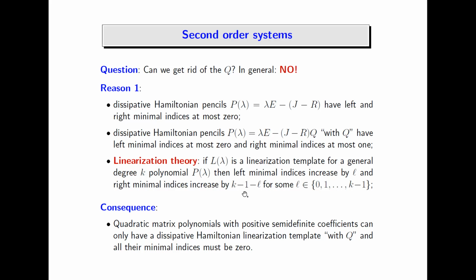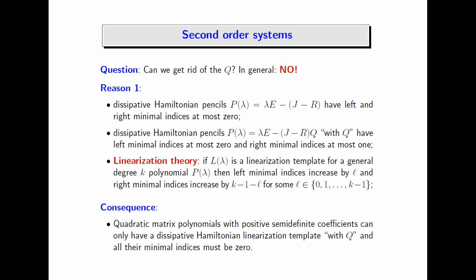And if we have degree 2, this means that the minimal indices, at either the left or right, have to go up to 1. And from this, we immediately learn that it's not possible to have a linearization like this, but you need one with a Q. And you also find out that the quadratic matrix polynomials must have all their minimal indices equal to 0, because only in this case can you have right minimal indices which are exactly 1. Going to the linearization, the right minimal indices have to increase, because the left minimal indices are not allowed to if I want to use such a linearization. So this is quite a restriction.